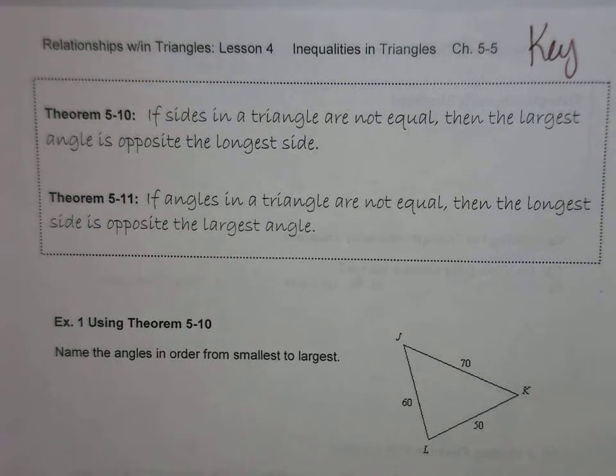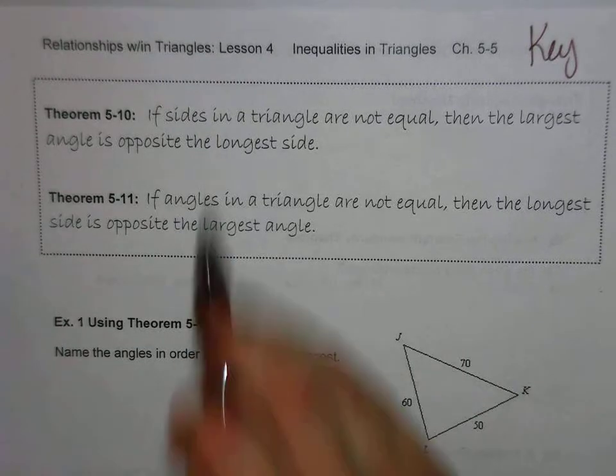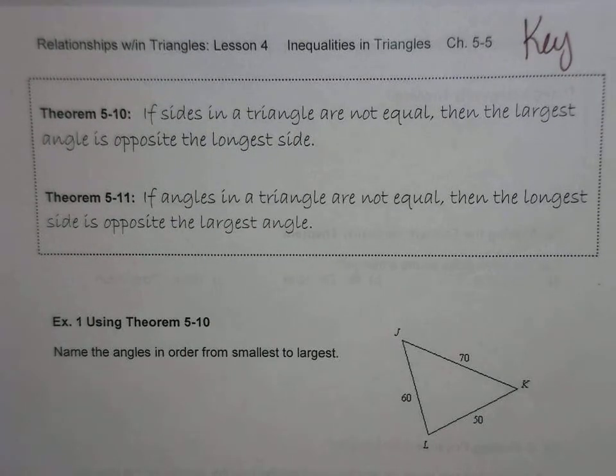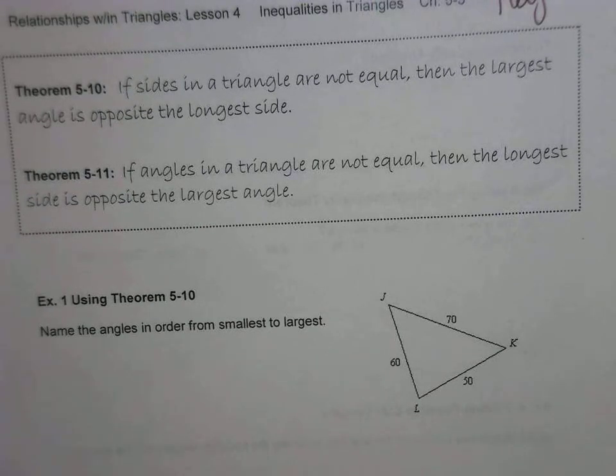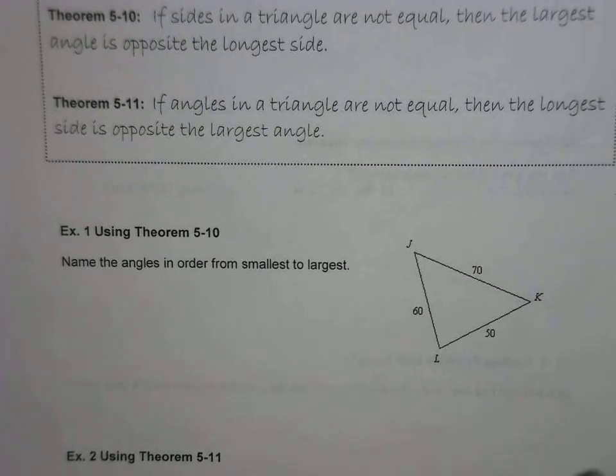Today we're going to be looking at inequalities in triangles. Theorem 510 states if sides in a triangle are not equal, then the largest angle is opposite the longest side. Theorem 511 states if angles in a triangle are not equal, then the longest side is opposite the largest angle. So let's use both of those theorems to look at example 1.